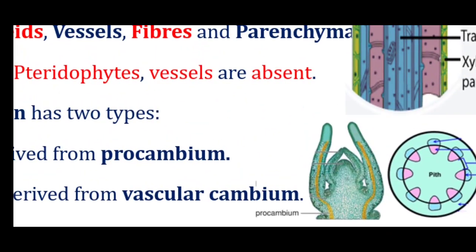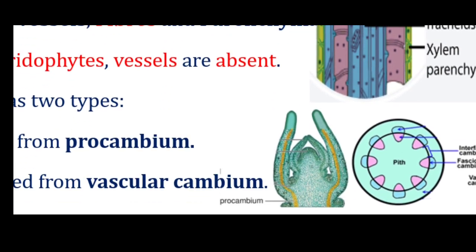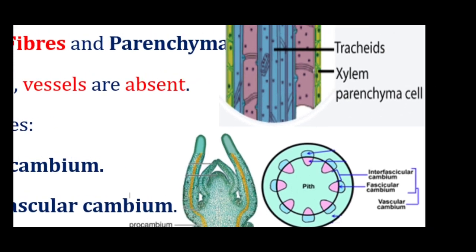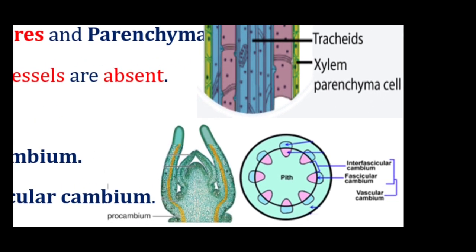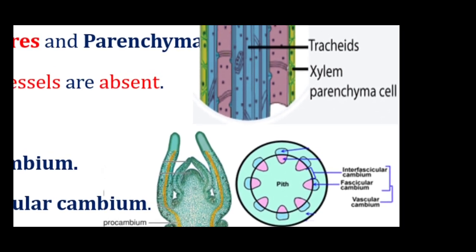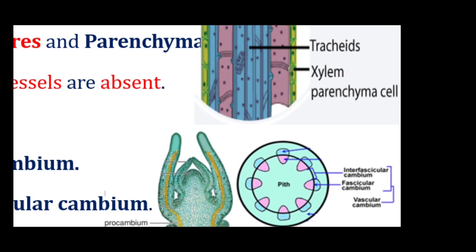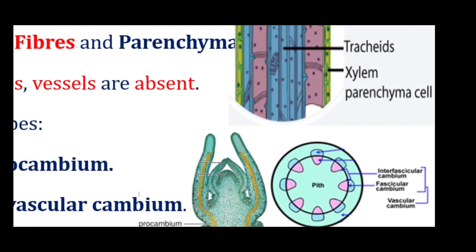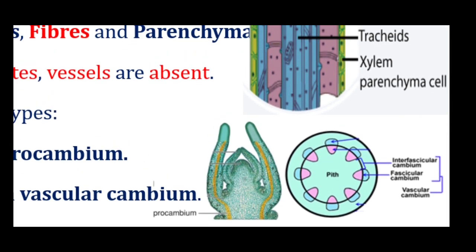Here you can see, this is the diagram of shoot apical meristem. Here you can see the procambium, and this round diagram is of a TS of, you can say, root stem, where the fascicular and interfascicular cambium is shown, and together they constitute a vascular cambium. So this vascular cambium gives a secondary xylem and procambium gives a primary xylem.